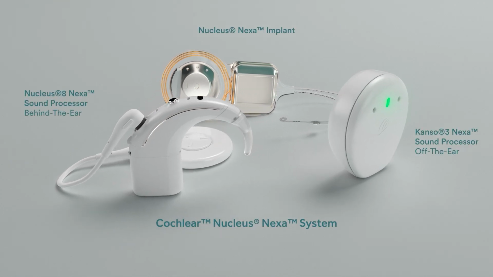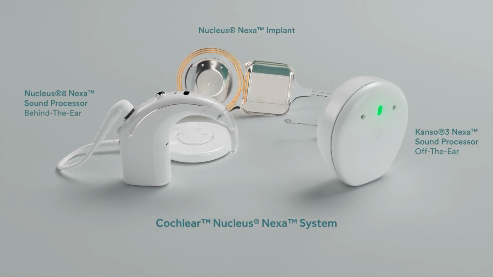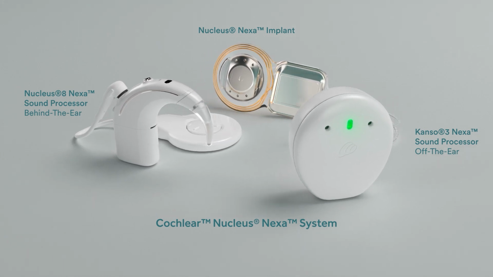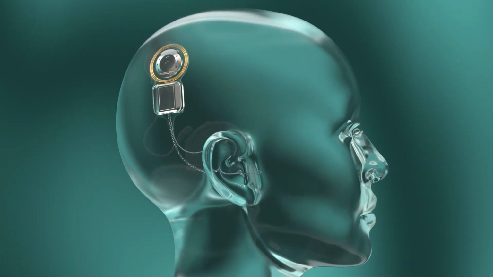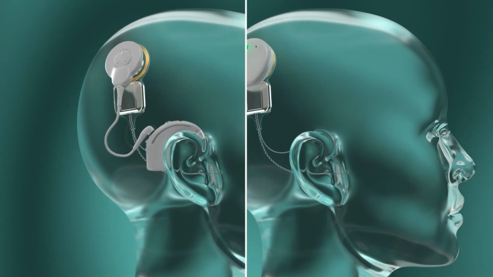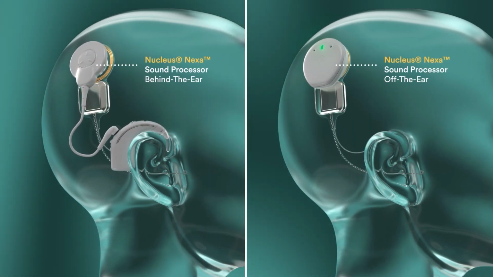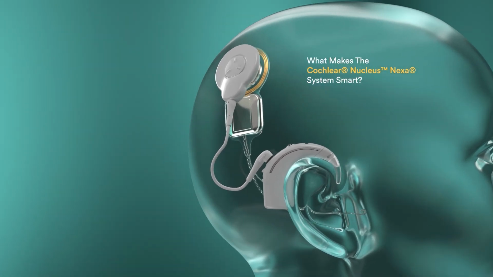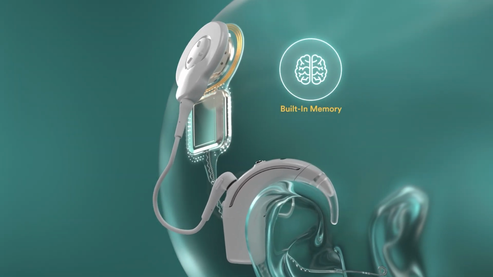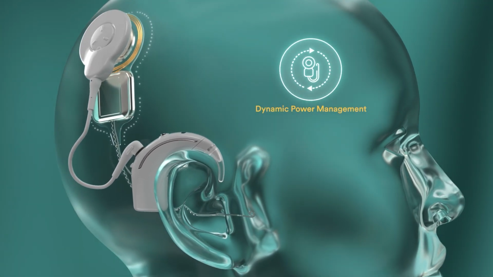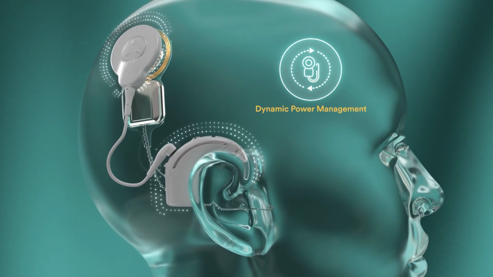Introducing the world's first and only smart cochlear implant system, the Nucleus Nexa System by Cochlear. The system is comprised of two parts, an implant and a wearable sound processor. Unlike conventional cochlear implants, it's the first and only cochlear system with a built-in memory, upgradable firmware, and a new way of sending and managing data from the implant to the processor.